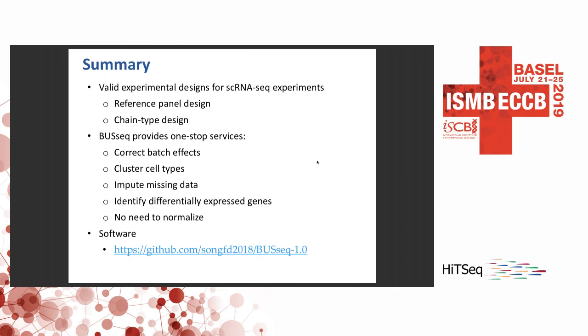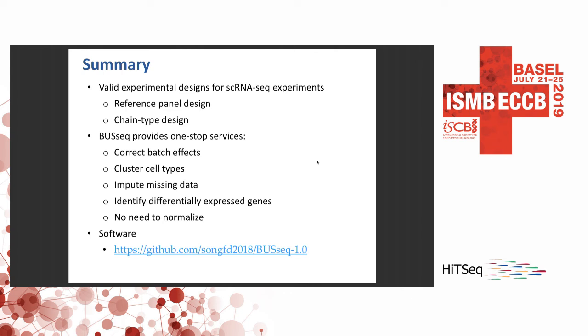So in summary, hopefully today I have convinced you that implementing a valid experimental design for single-cell RNA sequencing data is actually not too demanding. If you pay a little bit of mind to implement either a reference panel design or a chain type design, your study will be valid. However, please do keep in mind the magic number 2: 1 is not sufficient, unless you make very strong assumptions on the structure of the batch effects.